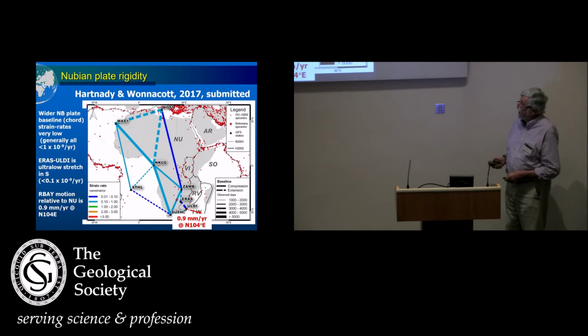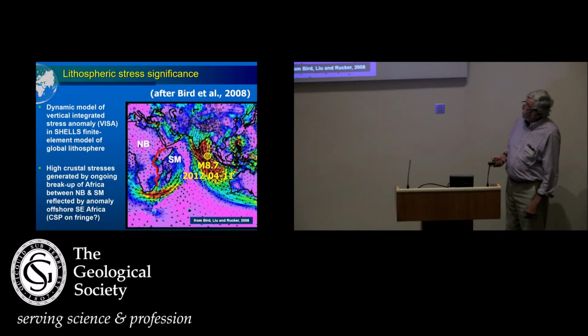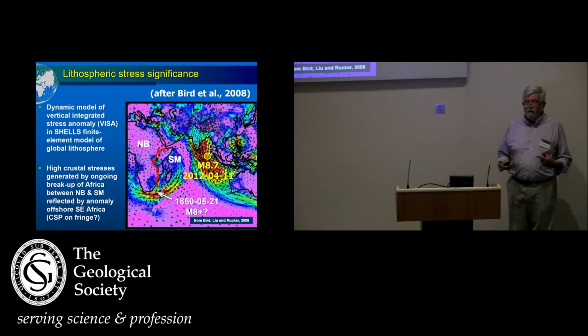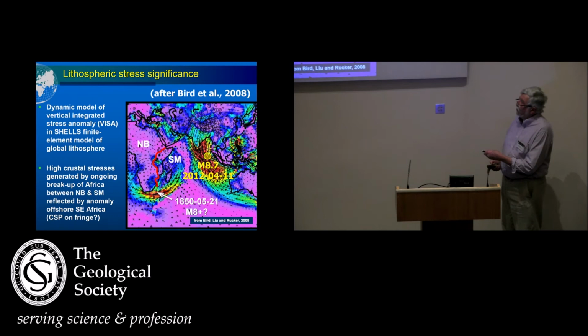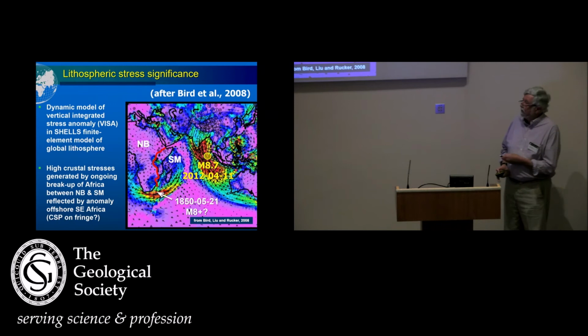And of course the comparisons, and I'll just quickly go over here, between that area where you have the largest strike-slip earthquake, essentially within the largest stress anomaly on the planet, the second largest stress anomaly on the planet, very similar. And in 1850, there was an earthquake there, which in Zulu is described as Inyikama, which means the shaking. Felt almost all over southern Africa, probably related to a magnitude 8-ish earthquake in that region at that time. That's our belief at the moment.